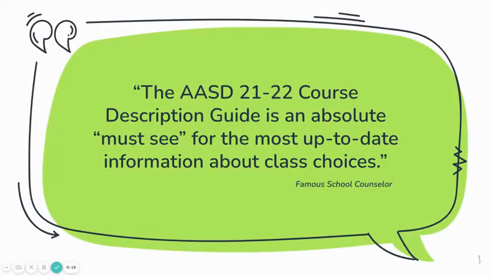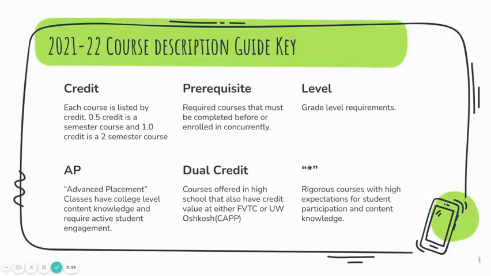The Appleton Area School District 21-22 Course Description Guide is an absolute must-see for the most up-to-date information about class choices. In the course description guide, there are keys to help you use the guide. The first one is credit value. Each course has a credit value of either 0.5 credit, which is a semester course, or a 1.0 credit course, which is a 2-semester course. Some courses will have a prerequisite, which means you must complete certain courses before you can enroll in the course that you are looking at.